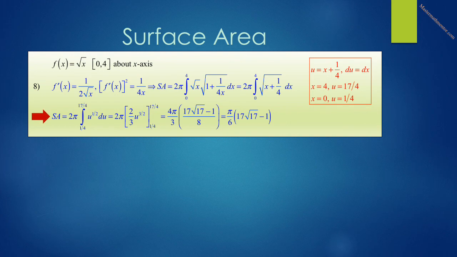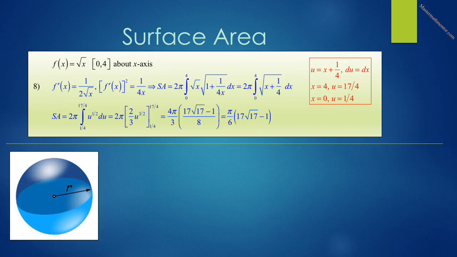So our surface area is 2 pi, the integral from 1/4 to 17/4 of u to the 1/2 du, which is 2 pi times 2/3 u to the 3/2 evaluated from 1/4 to 17/4. This is equal to 4 pi over 3 times the quantity 17 root 17 minus 1 all over 8. And the final answer, which is not pretty, is pi over 6 times the quantity 17 root 17 minus 1.